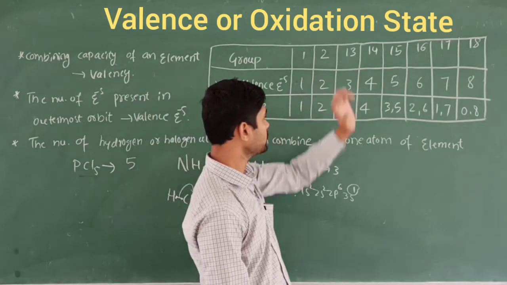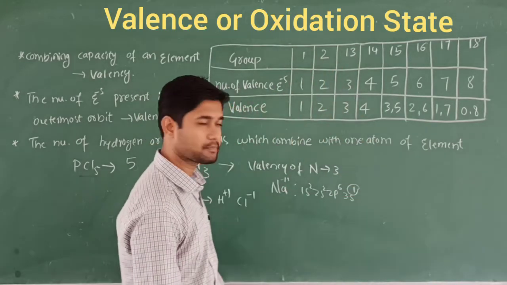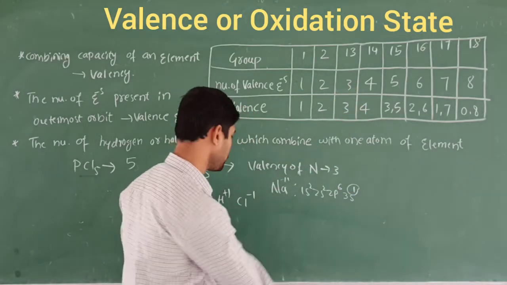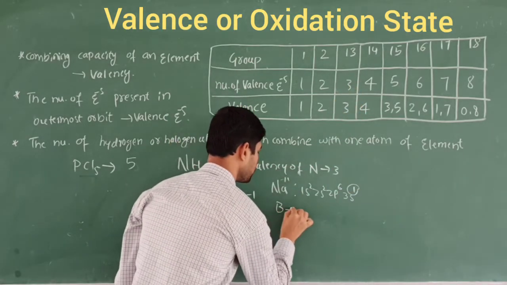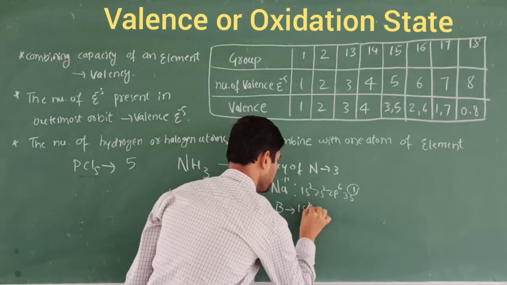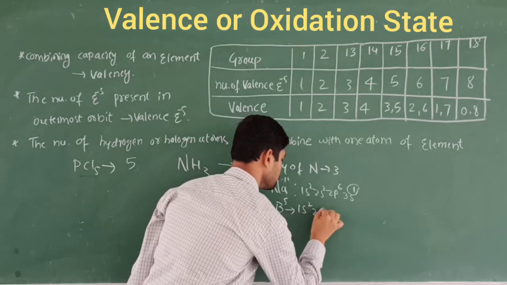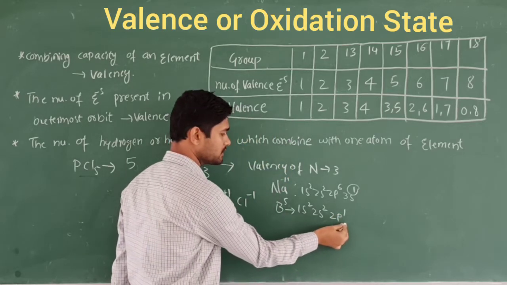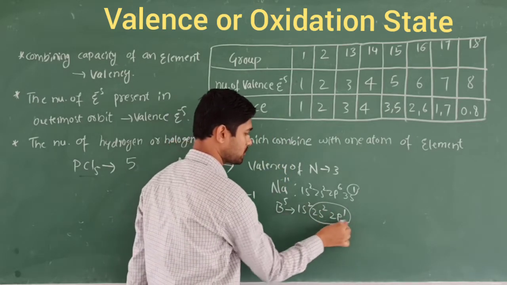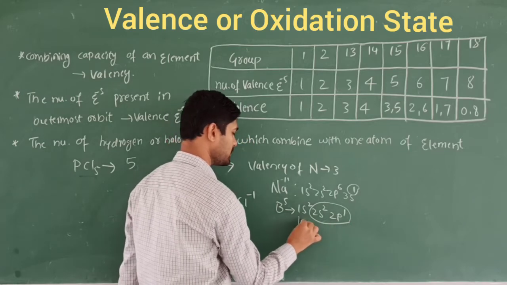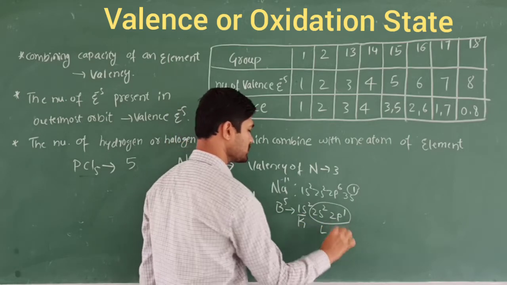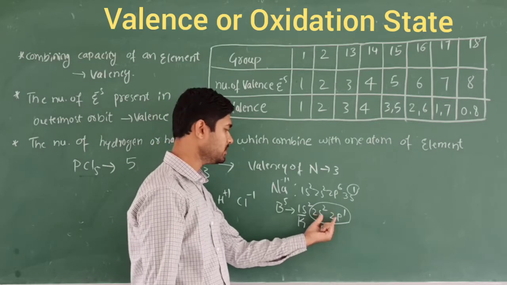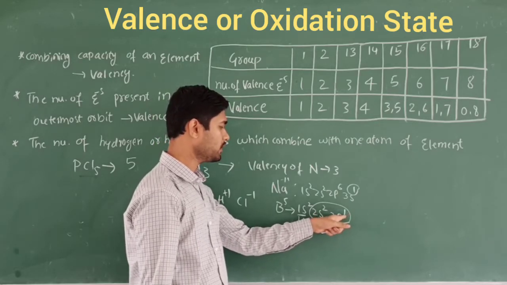What about groups 13 and 14? Now I am going to take an example for the group 13 elements. Group 13 elements can have a maximum of 3 valencies. Suppose boron, which comes under group 13. The atomic number is 5: 1s2, 2s2, 2p1. How many outermost electrons? 3, because 1s2 is a completely filled shell, the K shell, and the outermost shell is the second shell, with 2s2 and 2p1.